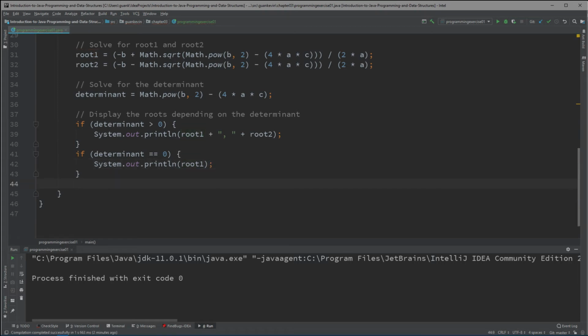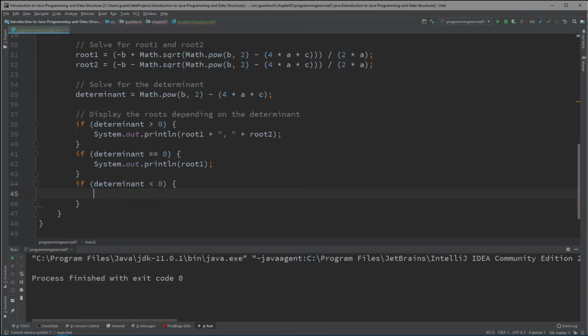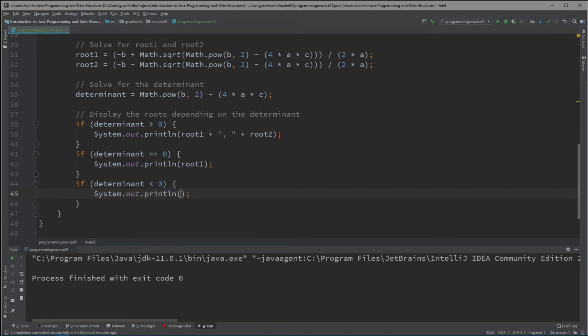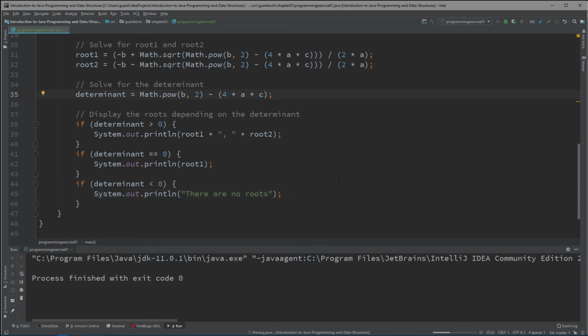And then lastly, if determinant is less than 0, so it means it's a negative number, then I'll just say system.out.println there are no roots. All right, bam, I am done. So let's do a run of that.